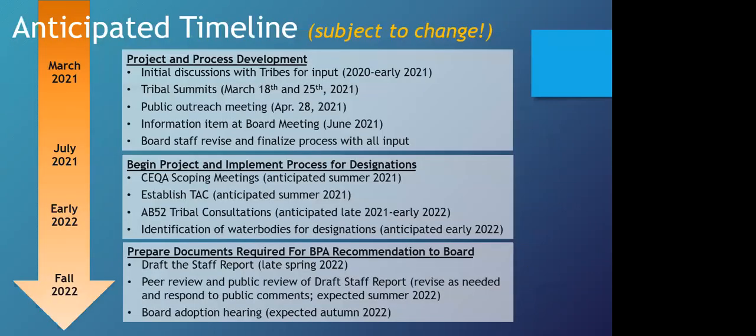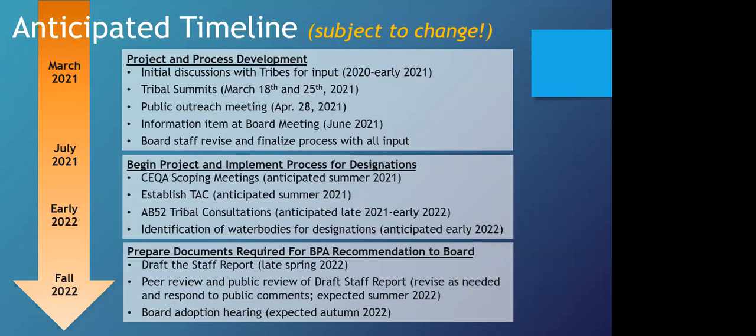And finally, we have an anticipated timeline. Please note the yellow text at the top there, subject to change. This is an anticipated timeline. The dates I'm sure of are the near-term dates, of course. We had initial discussions with tribes to get their input in 2020 and early 2021, so several months back. We had 2 tribal summits, as I mentioned, last month, where we got some great input from tribes.